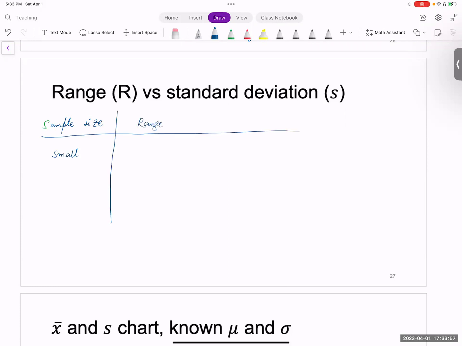And so you would want to prefer range when the sample size is small. Now, when the sample size is large, this is where you would want to use standard deviation. Standard deviation is preferable. And let me give you an example of why it is preferred to use standard deviation when the sample size is large. Now imagine a classroom containing PhD students.